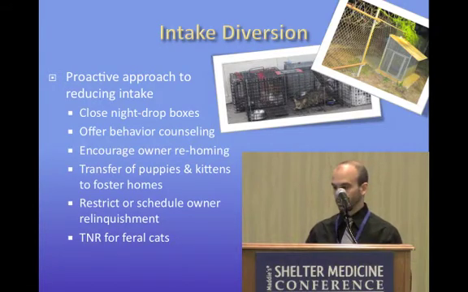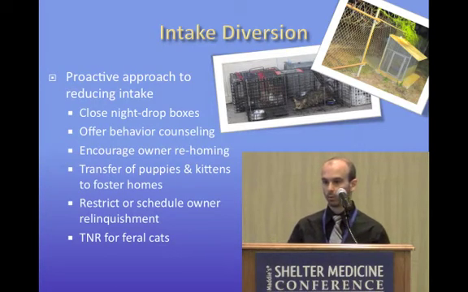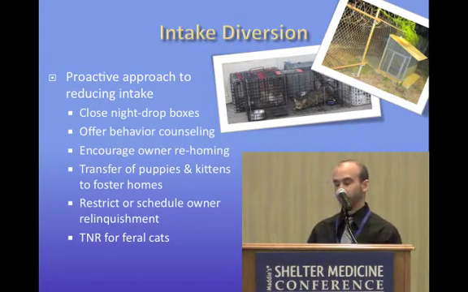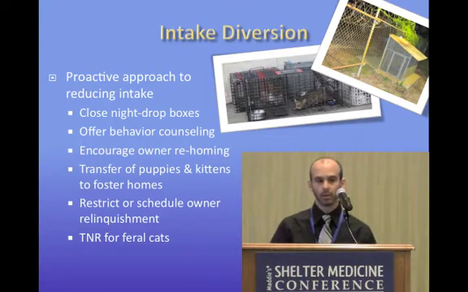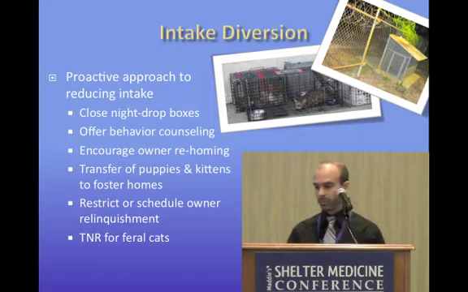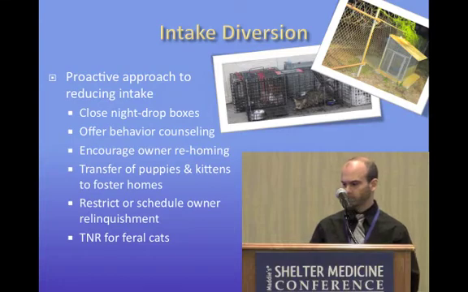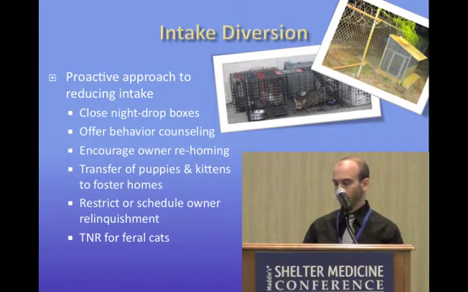And so closing night drop boxes, offering behavior counseling. We know that behavioral problems are the number one reason that animals enter shelters. So maybe we can do something about that before they get there. Encouraging owners to rehome animals themselves is an option that many shelters are successful with. How about transferring puppies and kittens to foster homes? So as soon as they come in, or maybe even before they come into the shelter, you have a foster home lined up that's ready to take those puppies and kittens so they never have to come in and go through the shelter system. You can restrict or schedule owner relinquishment.